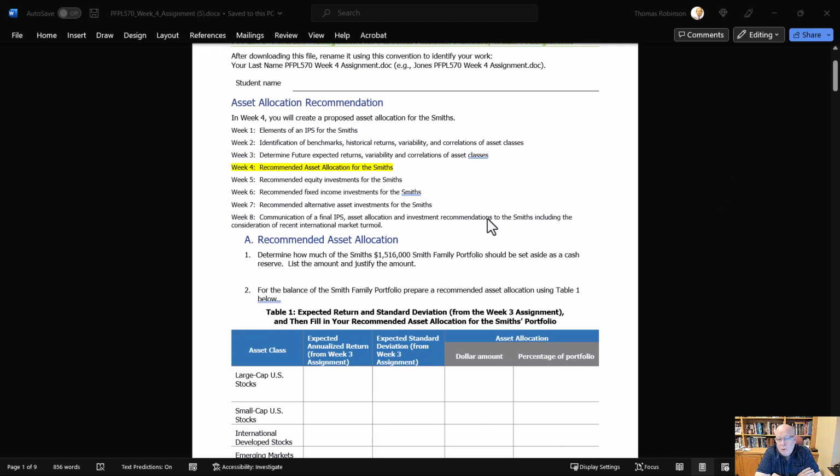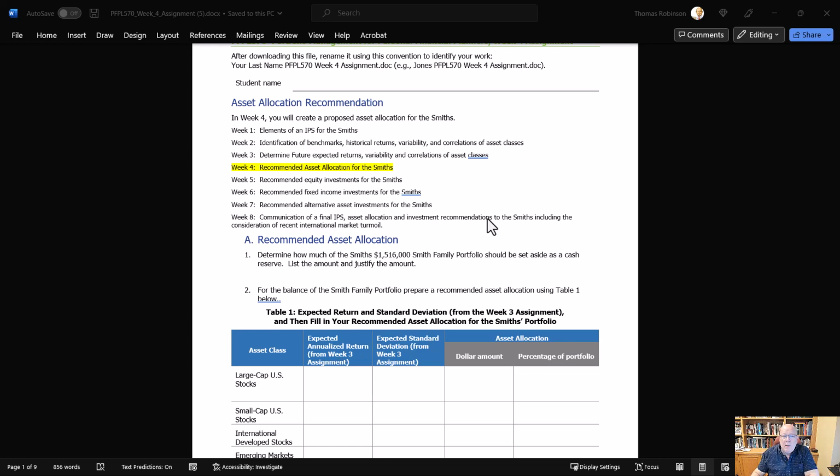What we want you to do is come up with a reasonable asset allocation that meets their expectations in terms of returns, at the same time matches their risk tolerance, their ability, and willingness to take risk. The first step in Part A is to figure out how much of the $1.5 million in their overall portfolio needs to be set aside as a cash reserve. So look at what their immediate cash needs are and determine how much of that should be set aside.